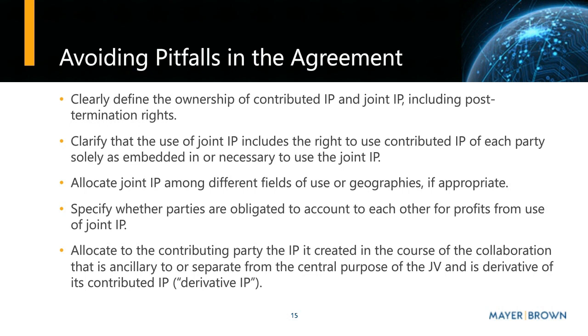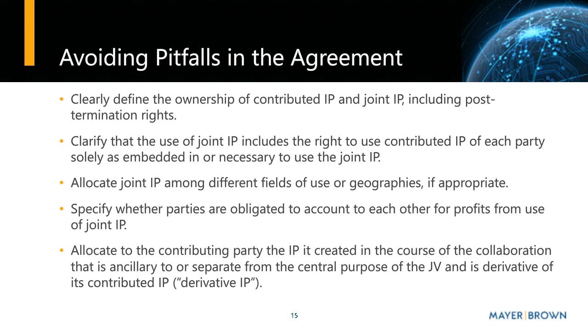Fourth, specify whether parties are obligated to account to each other for profits from use of joint IP. For example, if the parties are allowed to sublicense the joint IP to third parties for a royalty, the parties should decide at the outset whether the parties must share the royalties among them.